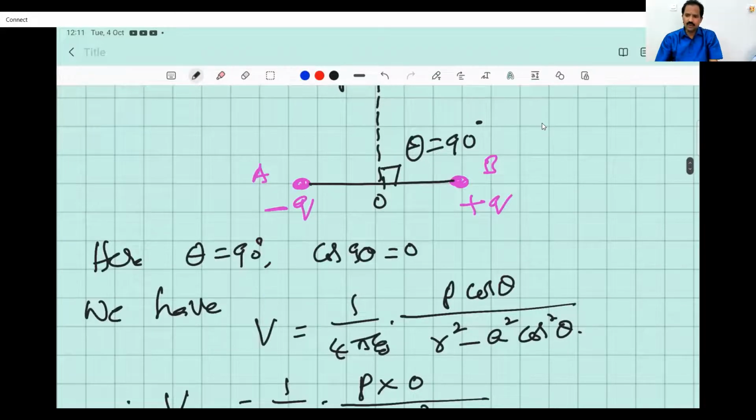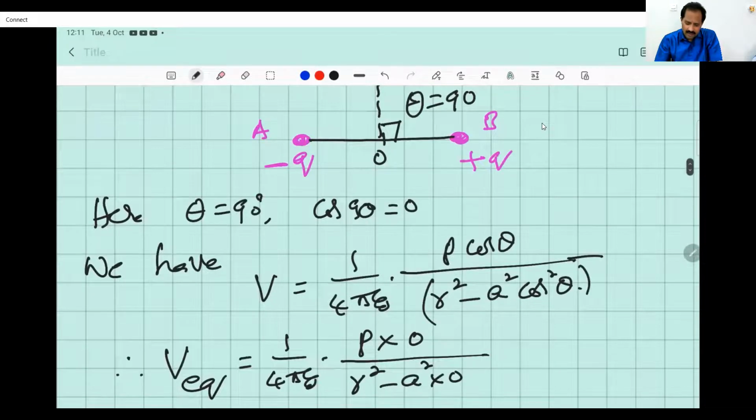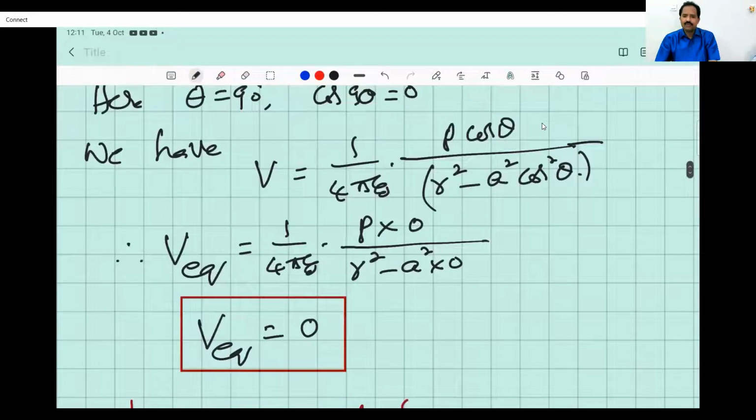V is equal to 1 by 4 pi epsilon naught P cos theta divided by R square minus A square cos square theta. So theta is 90 degrees, cos 90 is 0, so the numerator becomes 0. 0 by anything is 0. Hence the electric potential at any point on the equatorial line is 0.